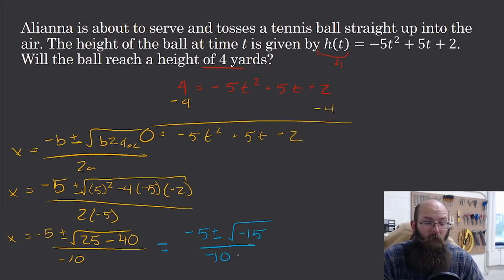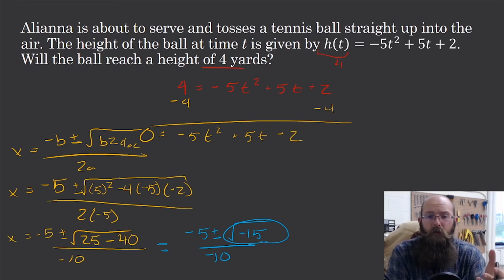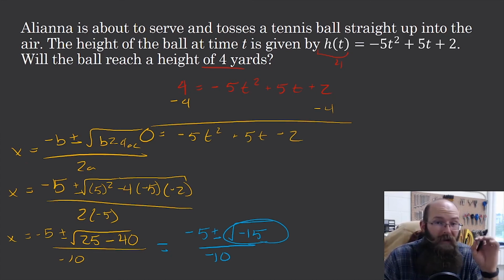No? Oh, well, I'm going to be taking the square root of a negative number. We just said a second ago that means we're going to have a negative underneath the square root, which means we don't have any real answers. No real solutions. They're all non-real solutions. I can't have a non-real time.